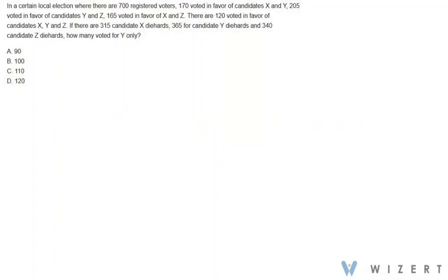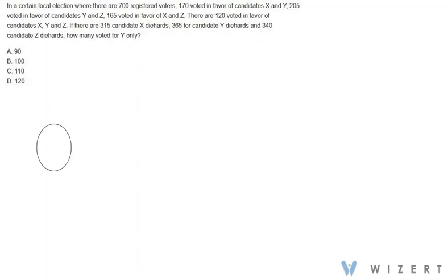We have this question here. In a certain local election where there are 700 registered voters, 170 voted in favor of candidates X and Y, 205 voted in favor of candidates Y and Z, 165 voted in favor of X and Z. 120 voted in favor of candidates X, Y and Z. If there are 315 candidate X diehards, 365 candidate Y diehards, and 340 candidate Z diehards, how many voted for Y only? Now let's try to represent this given situation in a Venn diagram.